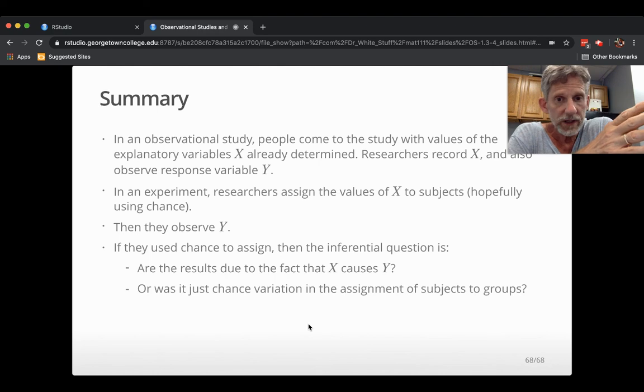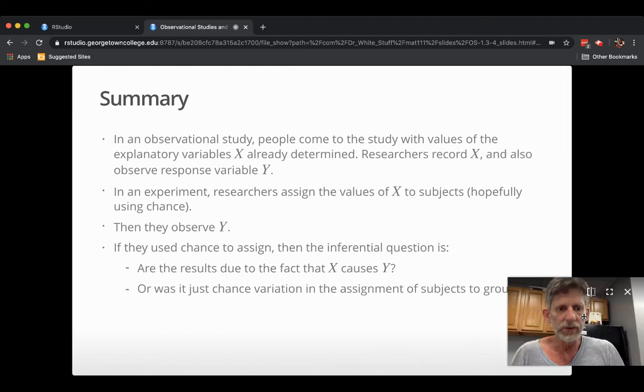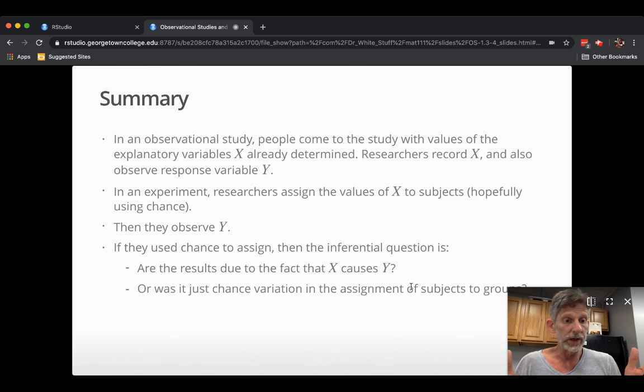In an observational study, people come to the study with the values of the explanatory variables already determined. Researchers don't mess with that. They record the explanatory variable X, they observe the response variable Y. But in an experiment, researchers assign the values of X to subjects, hopefully using chance, so that the different treatment groups are as similar as possible, except in what treatment they're getting. And then they observe the response variable.